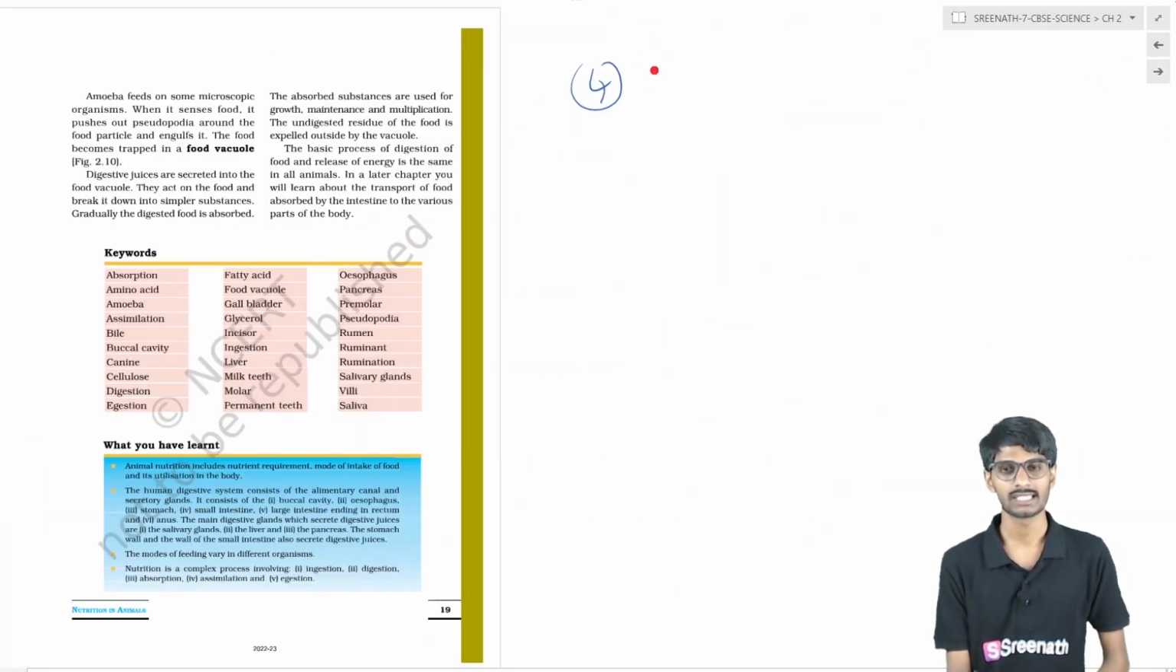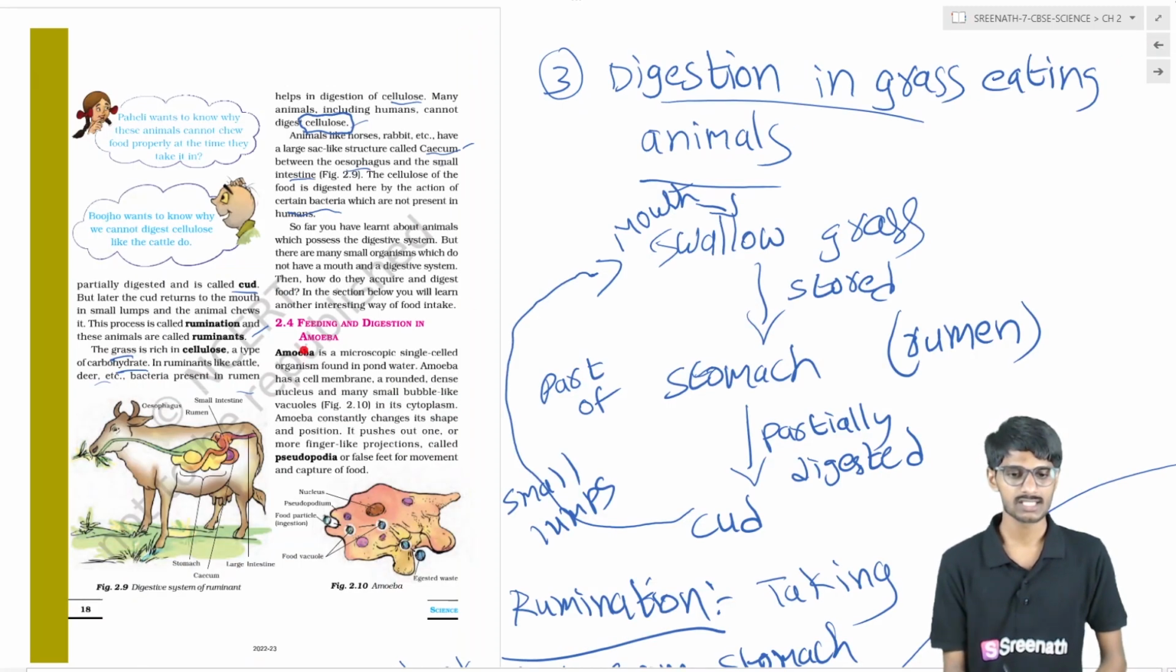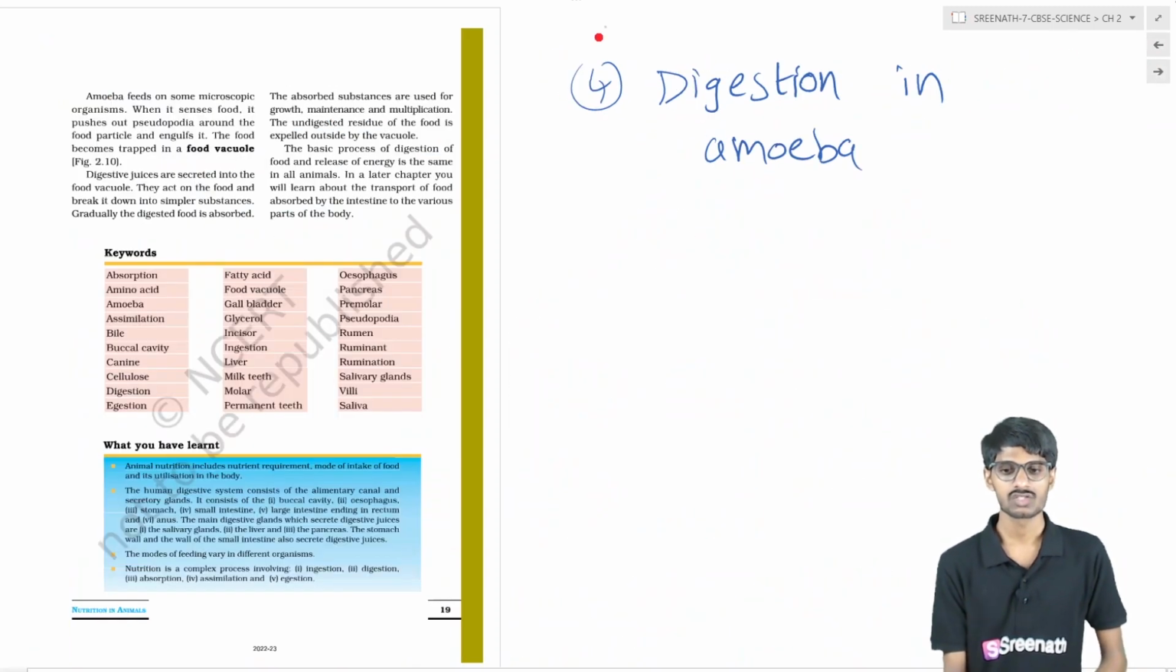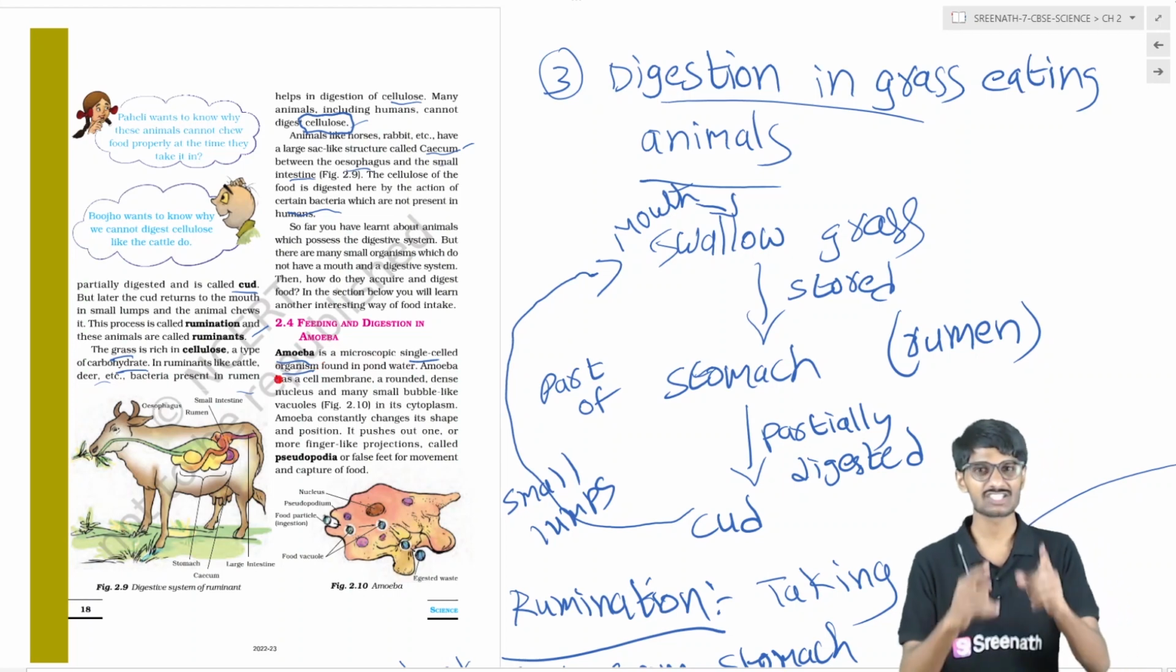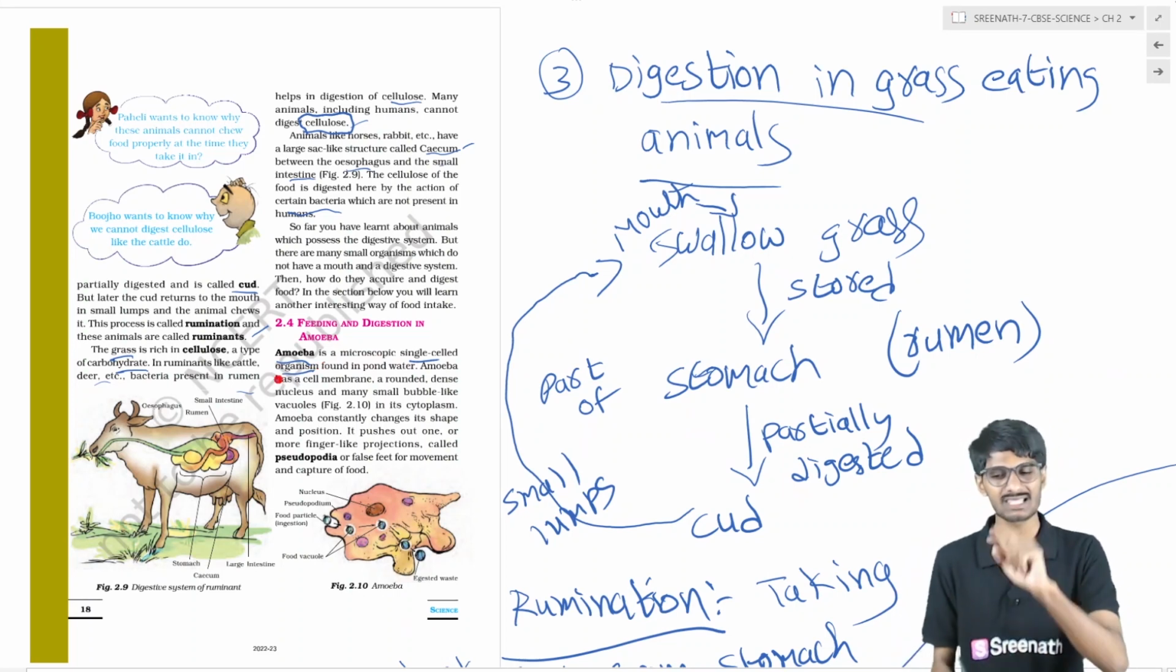The fourth topic is digestion in amoeba. What is amoeba? The topic name is feeding and digestion in amoeba. This is the one we are going to discuss now. So basically, what is amoeba? Amoeba is a microscopic single-celled organism. It has only one single cell.